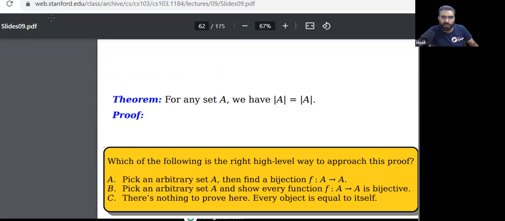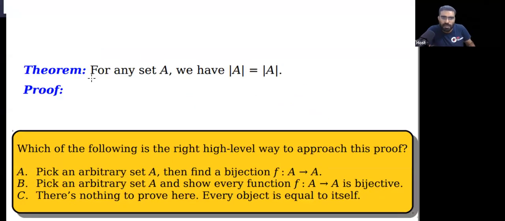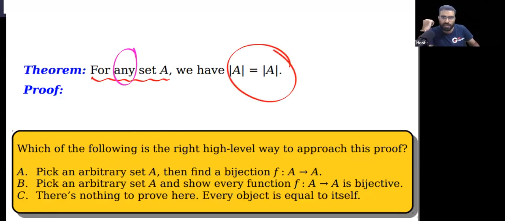This is a Stanford question, so let's take it. Tell me what will be the answer. This is a very simple question. For any set A, whatever set you take, the cardinality of A is equal to the cardinality of A. How will you prove it?